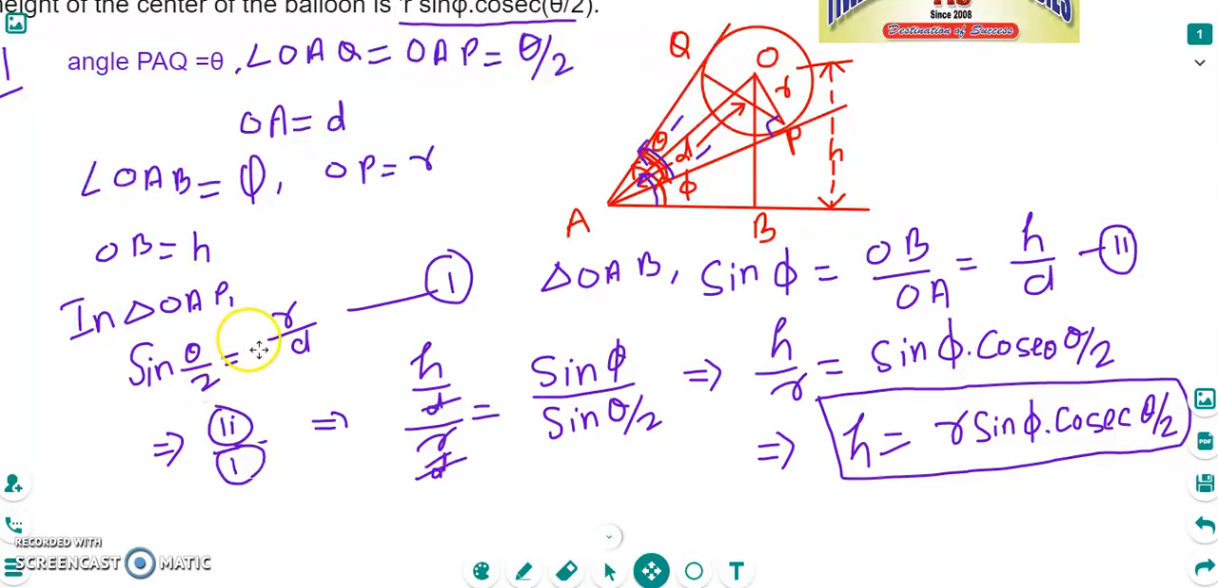In the two triangles, I have put the values. Here sine theta by 2 equals R over D, equation number 1. And here sine phi equals H over D. I have divided the second by the first. So it becomes H divided by D, divided by R divided by D, equals sine phi divided by sine theta by 2. D and D are cancelled out. It remains H divided by R equals sine phi into 1 over sine, which is cosec theta by 2. Now this R was in division, so it goes in multiplication. So H becomes R sine phi into cosec theta by 2. This is what exactly you need to prove.